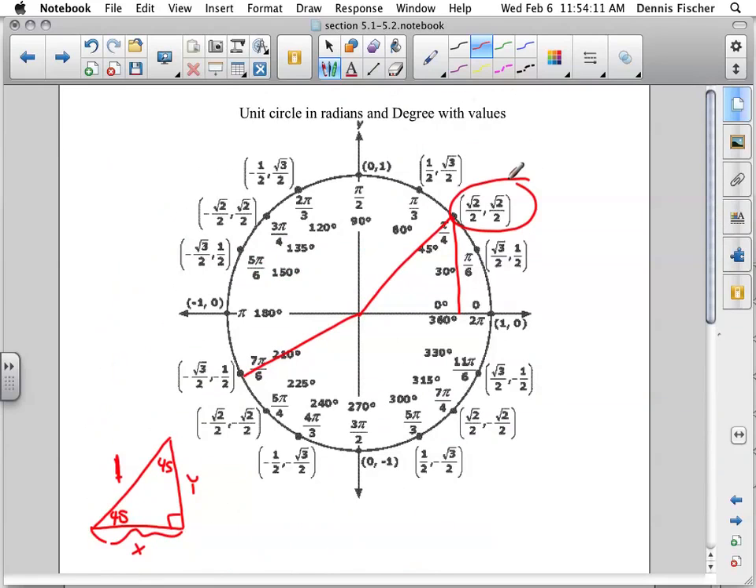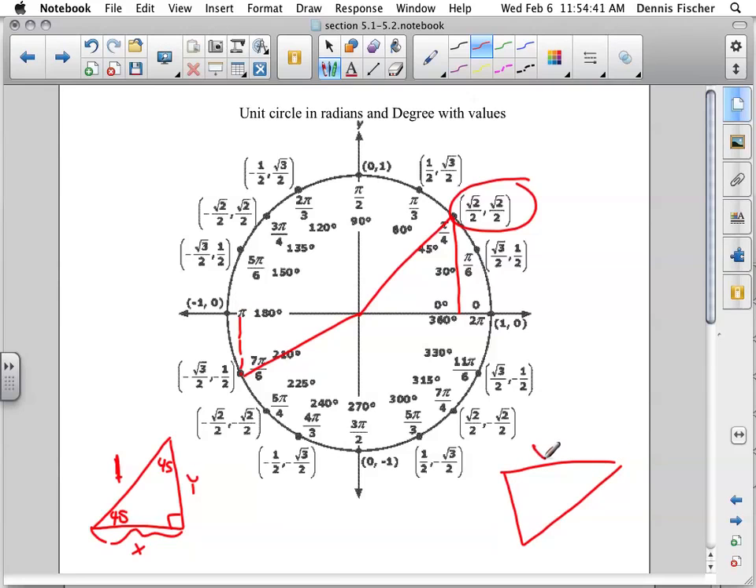Everything comes from a 30, 60, 90 and a 45, 45, 90 triangle. Let's look at 210 degrees, but we always draw it back to the x-axis. If I draw that triangle out, I have it a little upside down here.